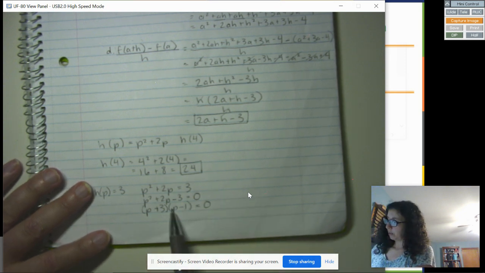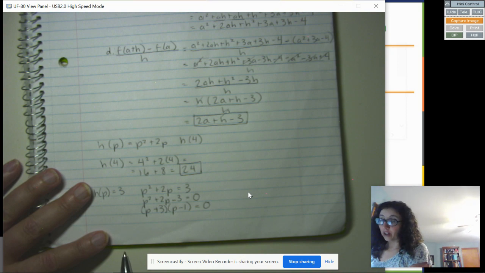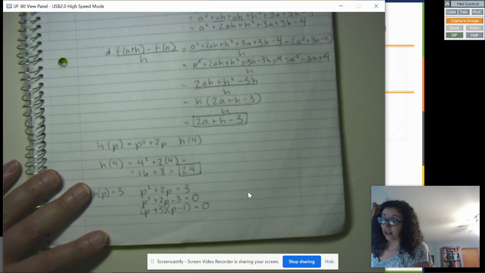p times p is p squared, minus p plus 3p minus 3. Yes, if we multiply this back out, we would get this equation above it, right? If that doesn't look familiar, we'll talk about some resources you can use to practice factoring, okay? And now what do we do? We've got 2 factors equal to 0.